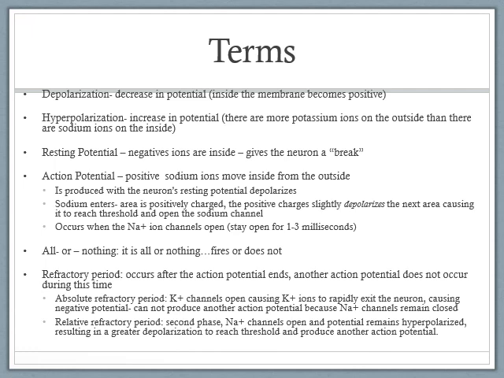Relative refractory period is the second phase. This is when positively charged sodium channels open and potential remains hyperpolarized, resulting in a greater depolarization. So as you remember, depolarization is a decrease in potential. So that is when the inside of the membrane becomes positive. So that is resulting in that greater depolarization to reach threshold and produce another action potential.